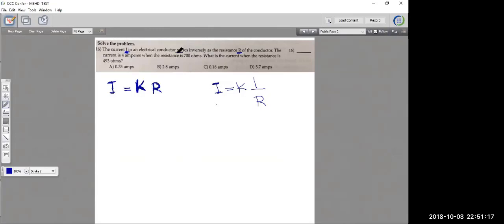So this is the key term that you have to keep your eye on. Varies inversely or varies directly. This would be varies directly. This would be varies inversely. And that's what we want.